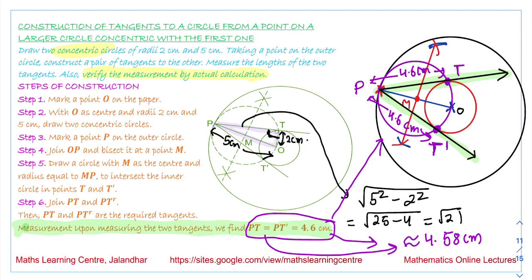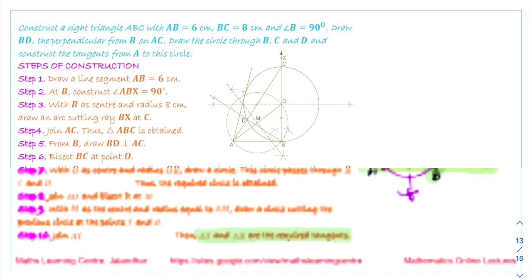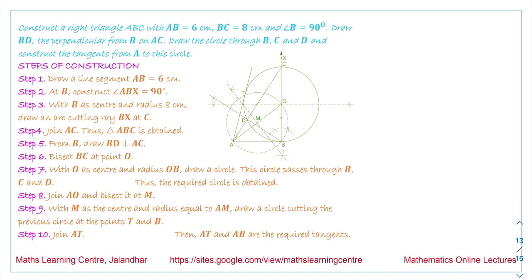Now in this next question, we have to construct a right triangle ABC with AB equal to 6 centimeters. So we are going to draw a line AB whose length is 6 centimeters. We are saying this is the line AB, and the length of this line is 6 centimeters. And the triangle is given to be right angled at B. So at B we are drawing an angle of 90 degrees. We have constructed an arc over here.